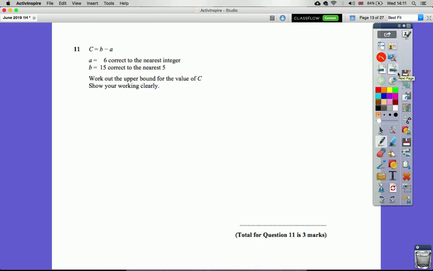Question number 11. C is equal to B minus A. A is 6 correct to the nearest integer. B is 15 correct to the nearest 5. Work out the upper bound of the value of C. Okay, so the upper bound of C will be the upper bound of B minus the lower bound of A. Now, we need to find out the upper bound of B.